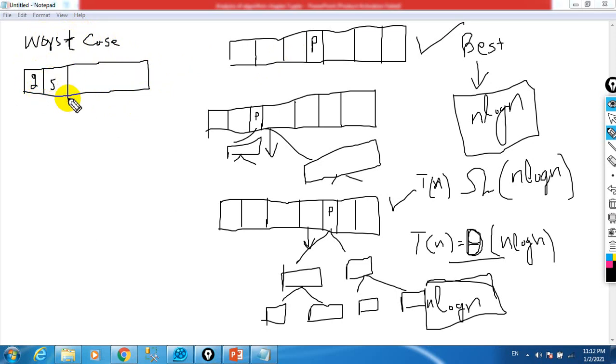5, 6, 7, for example 8. So when the array is already sorted and we want to apply the quicksort, what will happen? In this case the quicksort will be in the worst case. So how? Look at this.